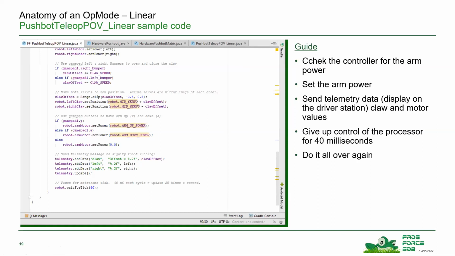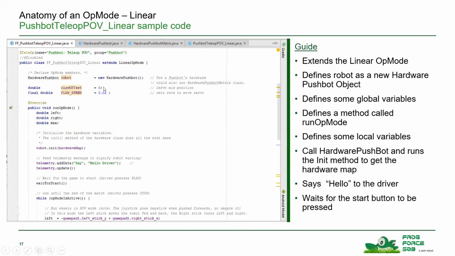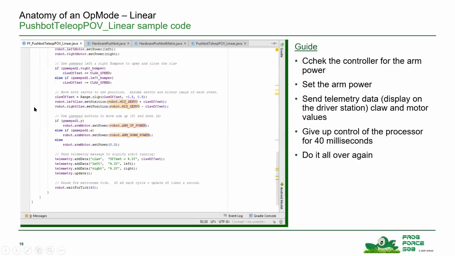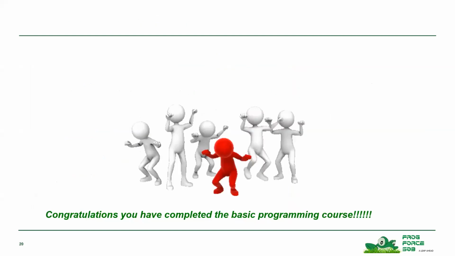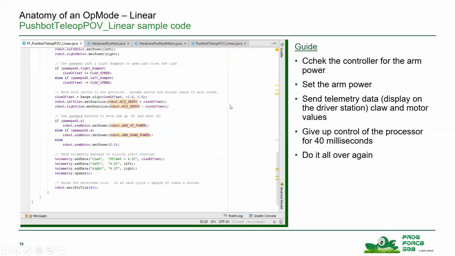Again, the linear op modes have only one function. So you see this run op mode function, it starts and ends right here, so it ends at the end of the program. So this run op mode function only has one program. And good job, you've completed this part of learning the linear op modes and the regular op modes.